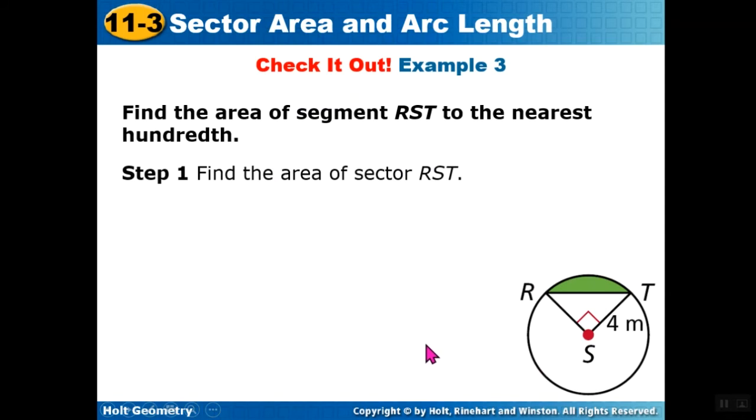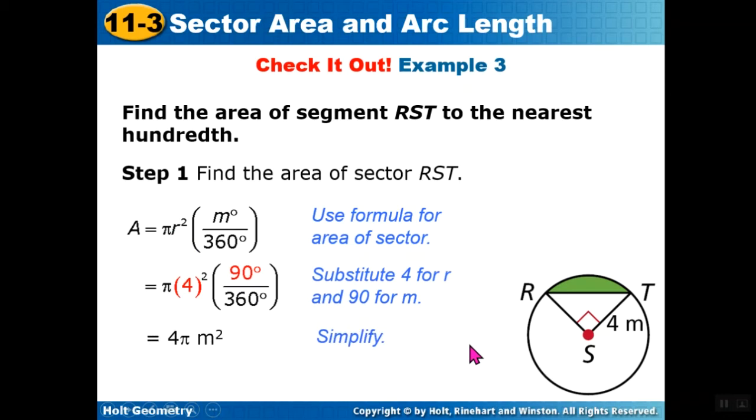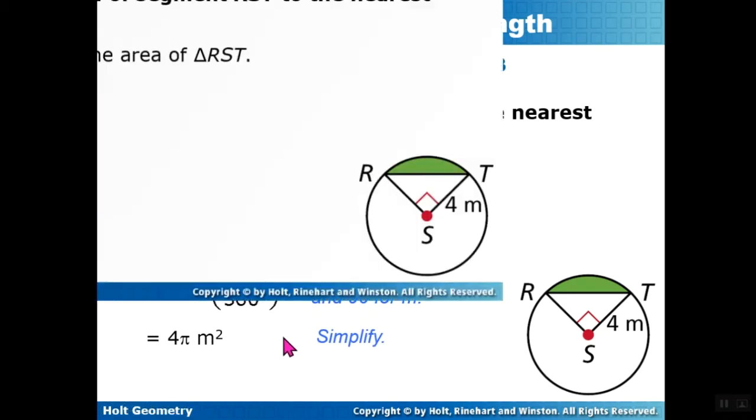Find the area of segment RST to the nearest hundredth. Now, how will we find it? Step number 1, we find the area of the whole sector RST, which is, as we did before, pi r squared times m degrees divided by 360 degrees. Now we substitute r by 4 and m by 90 degrees. Then we get the answer: it is 4 pi meters squared.